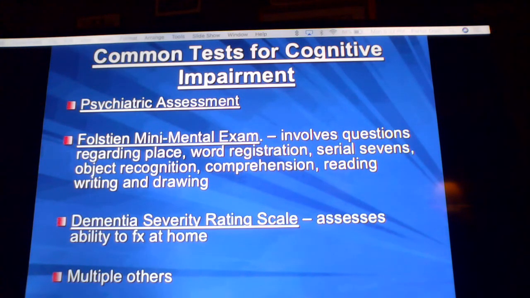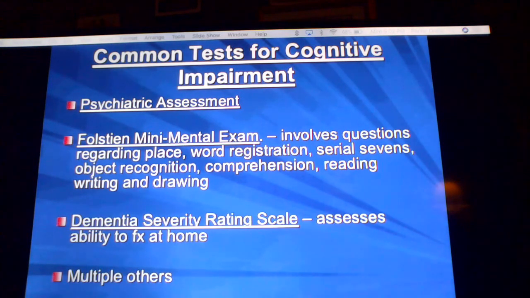There's another test called the Folstein Mini Mental Exam. This involves questions regarding place, word registration, serial sevens. We know what serial sevens is. It's 100 minus 7, 93, 93 minus 7, so on and so forth. It's actually used on the CIWA protocol form, if you remember from the addiction lecture. Okay. It also involves object recognition, comprehension, reading, writing, and drawing.